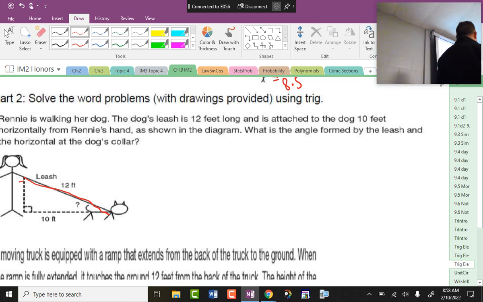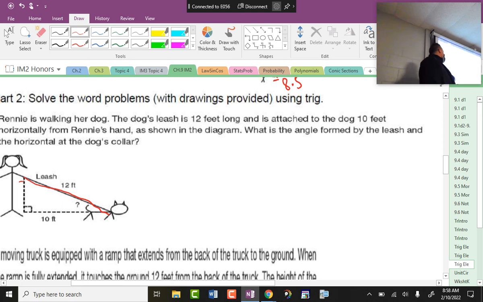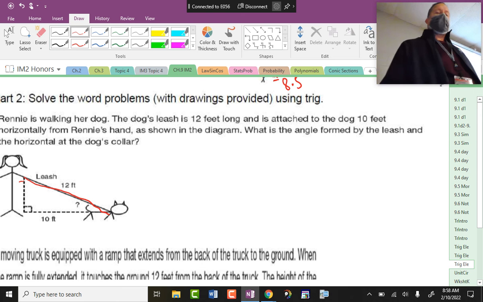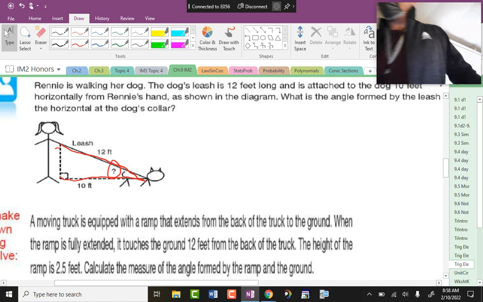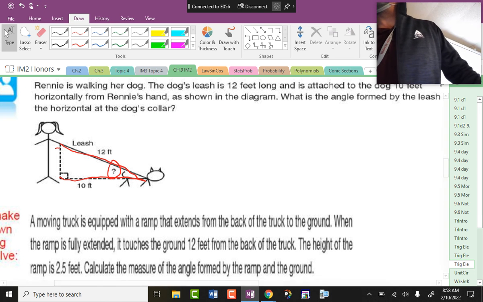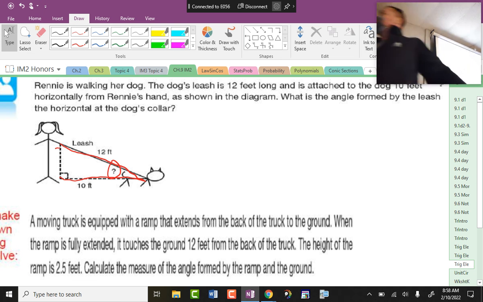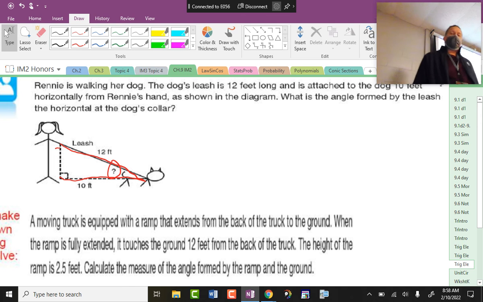And then what is the angle formed? Oh, wait, the leash is attached to the dog 10 feet horizontally from Rennie's hands. That means you have to drop a right angle, and then it's actually 10 feet from her feet. And that's usually something that is also said on that. All right, what is the angle formed with the leash and the ground? Okay, so just real quick, I'm making students answer. Student number 24. Nor, you're on the video. Okay, what trig function would you use?